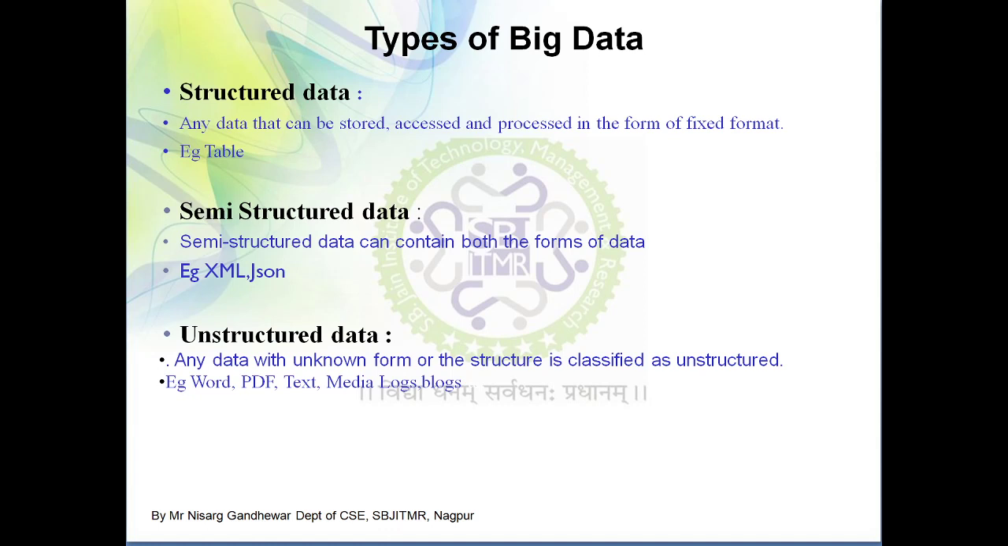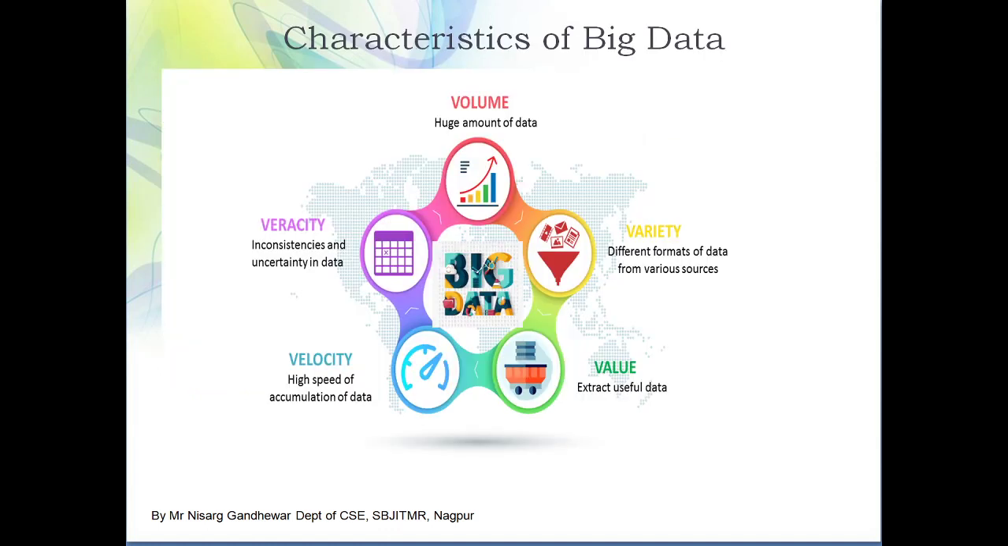Now the next topic is characteristics of big data. What are the characteristics of big data? Traditionally, you will find that there are only three characteristics: first is velocity, second is variety, and third is volume. These are the only three characteristics traditionally for big data, but nowadays there are five characteristics. What are the two additional? Veracity and value. One by one we will discuss all these characteristics.